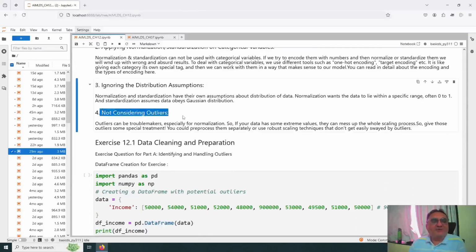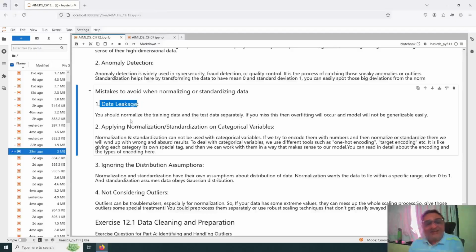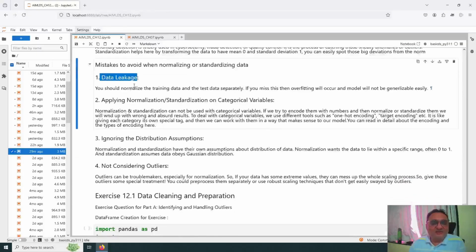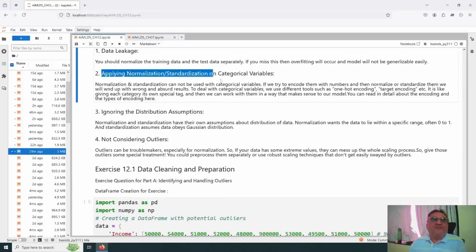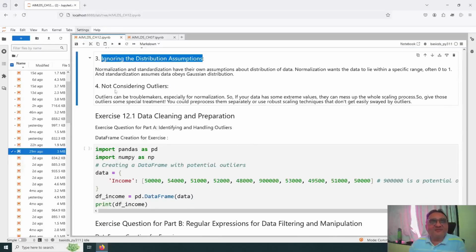And the last problem is not considering outliers. So four problems may occur. First, data leakage, that is, doing the standardization or normalization on the entire data frame at once rather than on the train set and test set separately. Then, forgetting that these techniques are exclusively for numerical variables which are numerical right from the beginning, not those which are categorical but encoded to numbers. Then, ignoring the distribution assumption. If standardization requires Gaussian distribution, then it is okay, your data may not follow it 100%.